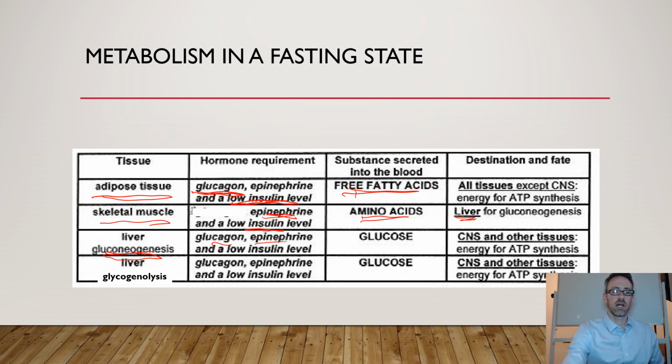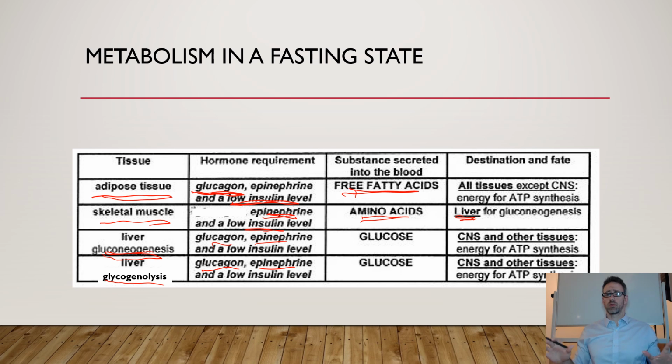The liver will also have glycogenolysis, which is the breakdown of glycogen. If you recall from the previous slide, we store glucose in the form of glycogen in the liver. Glucagon and epinephrine in a low insulin state will influence the liver to break down its glycogen stores, and the liver cells do not use the glucose from that. Instead, it gets released into the bloodstream, and that helps to maintain glucose levels as well.